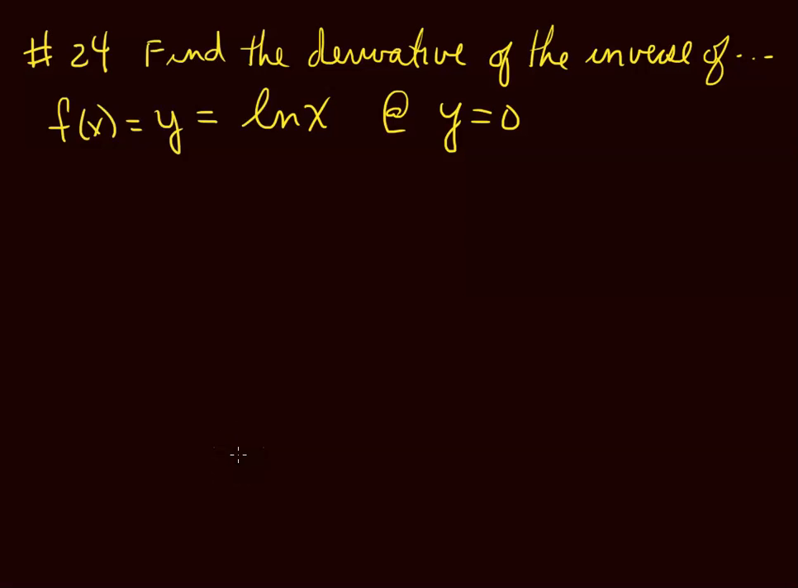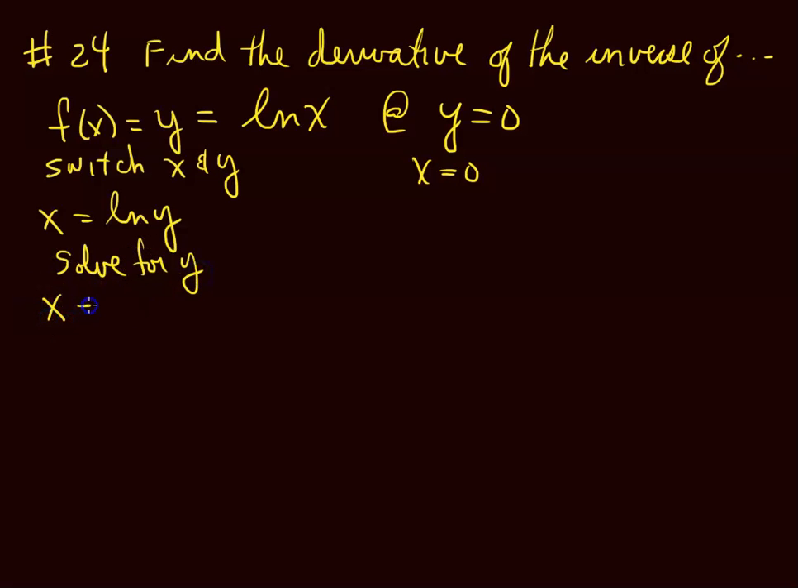So, for the next 20, 21 through 40, find the derivative of the inverse of f of x, which is the same as y equals ln x at y equals 0. Why at y equals 0? Well, remember, to find the inverse, first of all, you switch x and y. So that means that this would be x equals 0 when we get into the inverse. So x equals ln y, and then you solve for y.